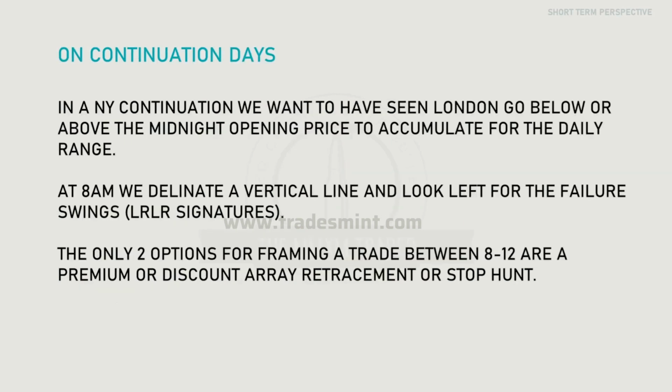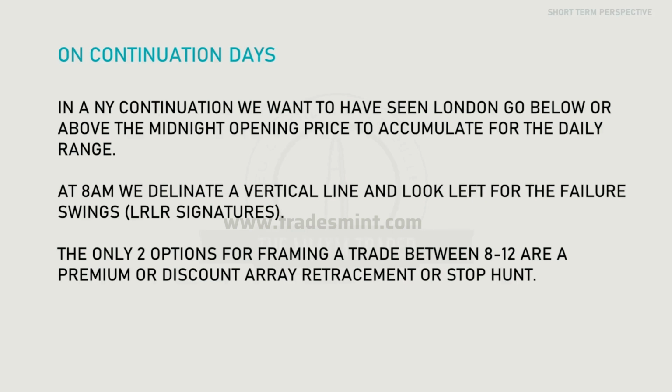Now, continuation days. In a New York continuation, we want to have seen London go below or above midnight opening price to accumulate for the daily range, right? So smart money accumulates sell orders above this New York midnight opening price, right? To continue down lower during the day, and vice versa, will accumulate long orders below that New York midnight opening price to go for an expansion higher.